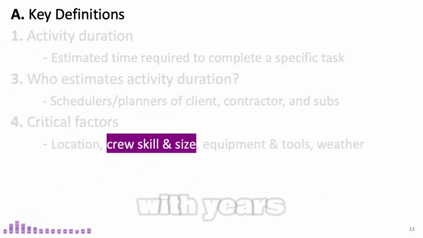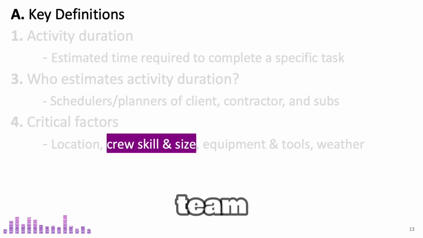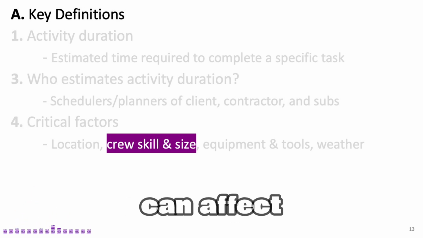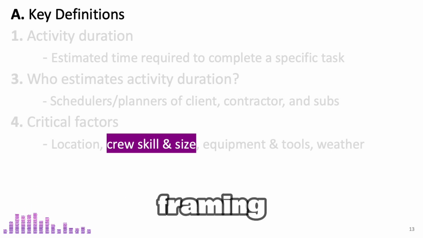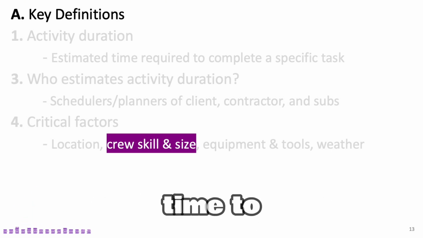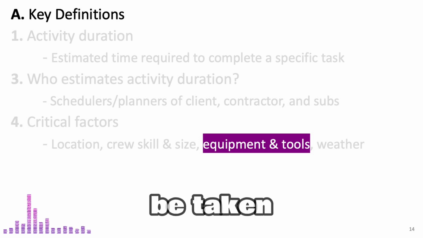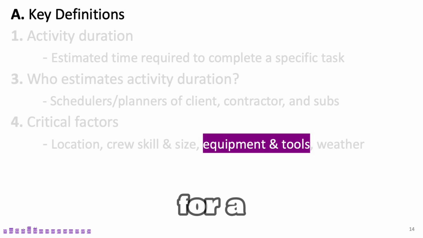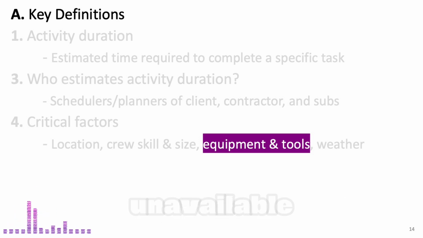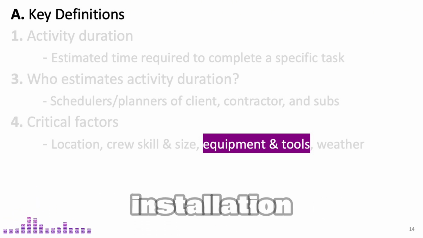Crew skill and size also significantly impact the duration of tasks. A highly skilled crew with years of experience, such as those installing HVAC systems, will likely complete tasks faster than an inexperienced team. Similarly, the size of the crew can affect the timeline. Larger crews can accelerate tasks like excavation or framing, whereas smaller crews may take more time to complete the same work. The availability and condition of equipment must also be taken into account. For example, if a crane needed to lift heavy materials for a high-rise building malfunctions or is unavailable, it can delay critical tasks such as structural framing or window installation.